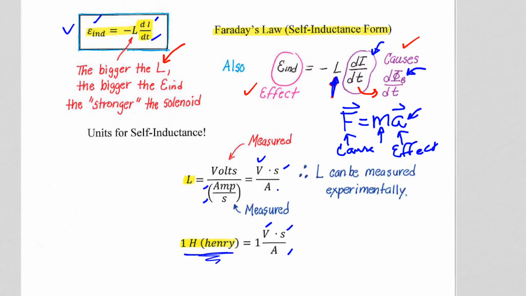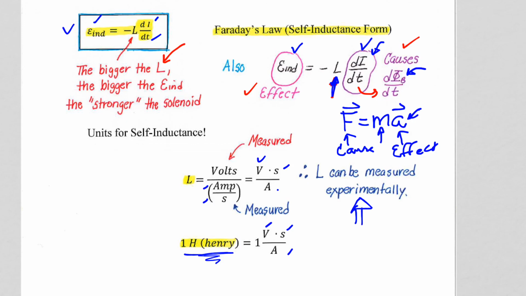a Henry, honoring Joseph Henry, who was Faraday's counterpart in the United States. So 1 Henry is 1 volt second per amp. And notice that L absolutely, so make sure you get this in your notes, L can be measured experimentally by measuring the induced voltage. If you can, and we can, dictate the changing current, then L is our only unknown.